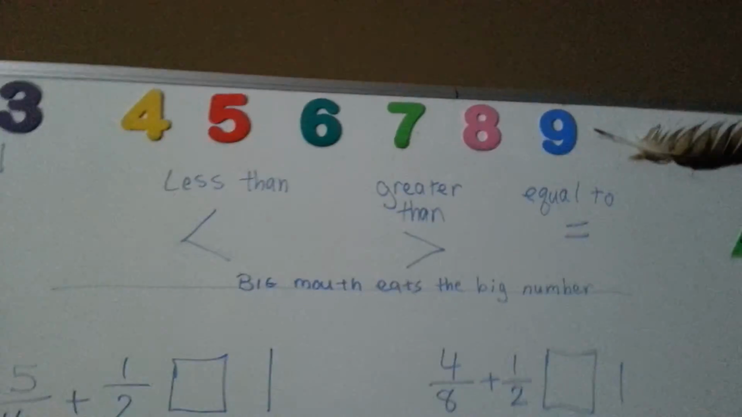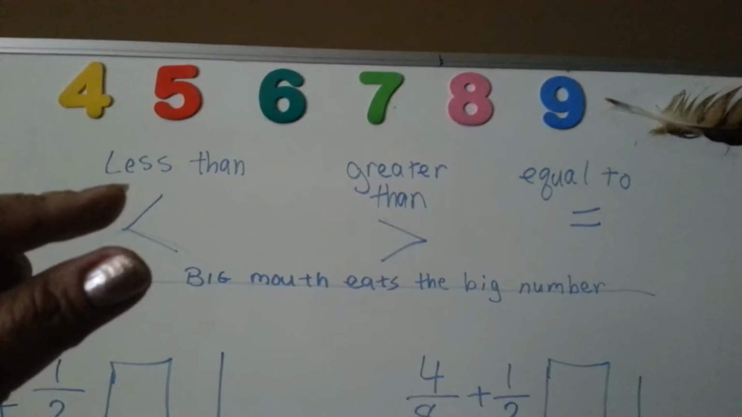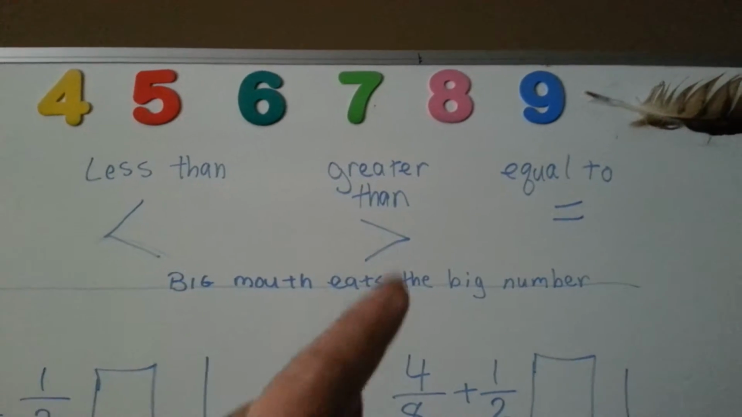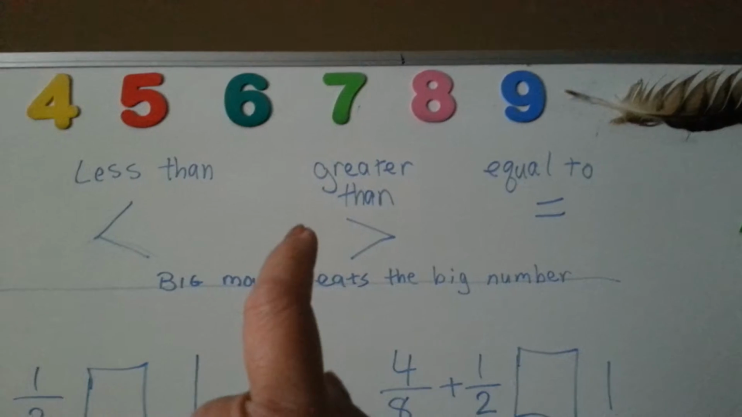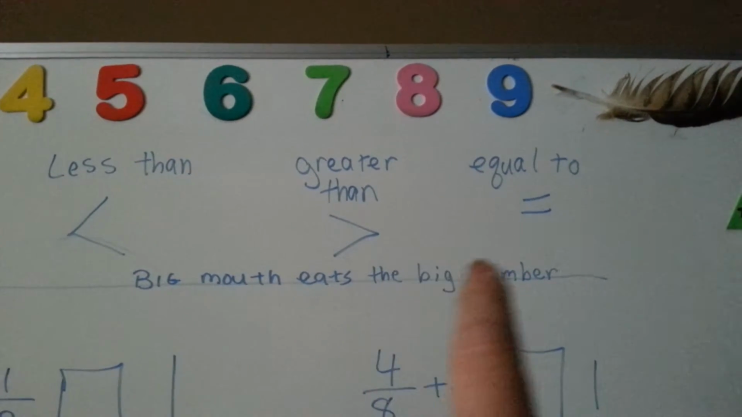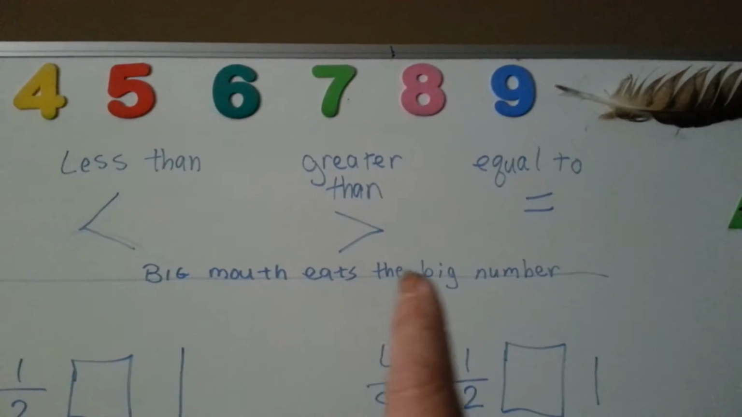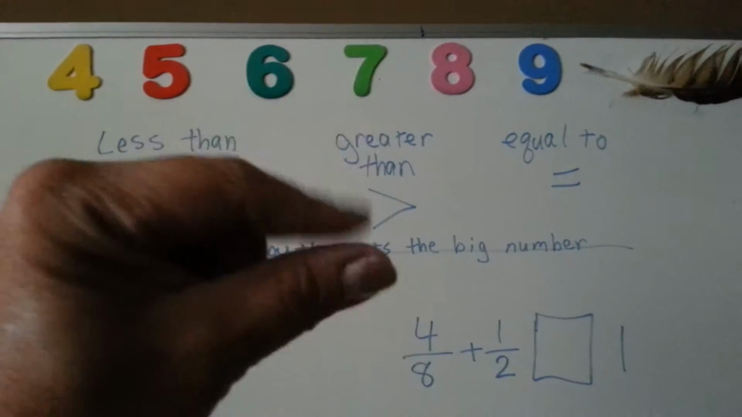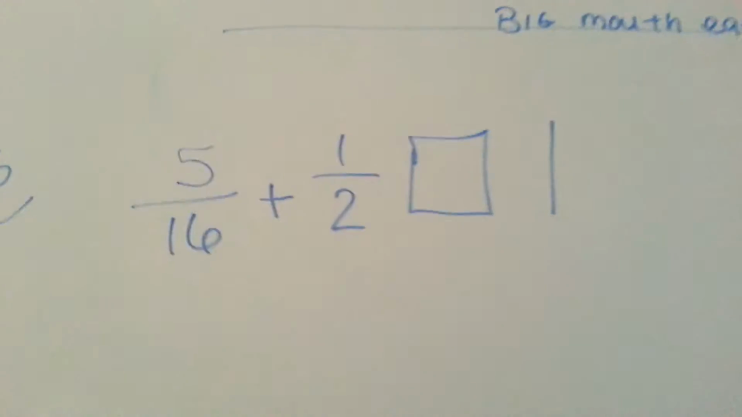Okay, we know that if the big mouth is facing this way, it means that the number over here is less than the number over here. And if the big mouth is facing to the left, the number here is bigger than the number over here, and equal means they are the same. So remember that big mouth eats the big number. The big mouth goes to eat that big number. So let's look at fractions right now.